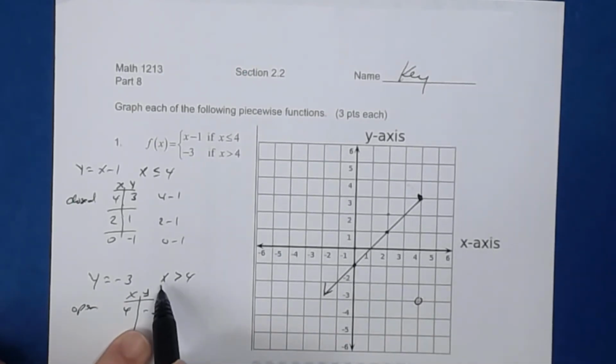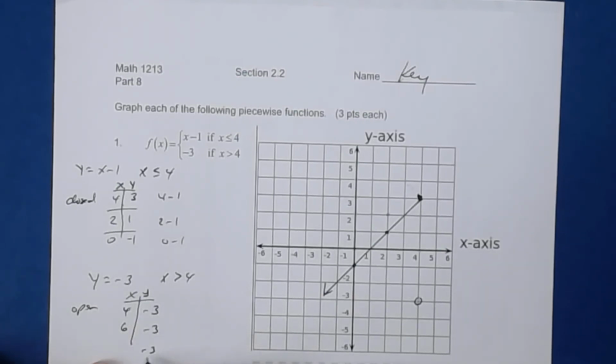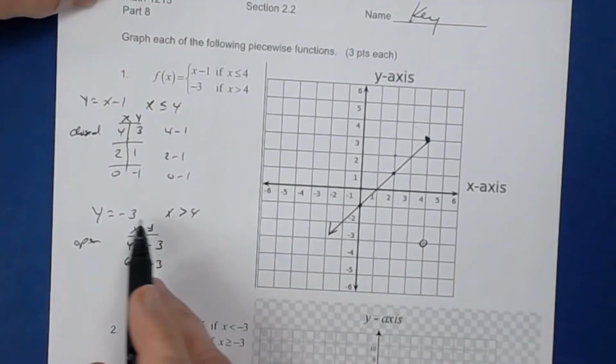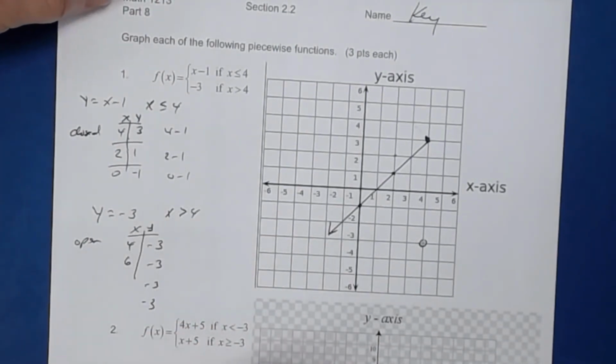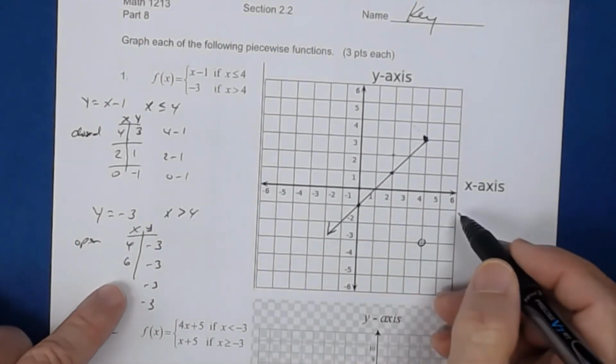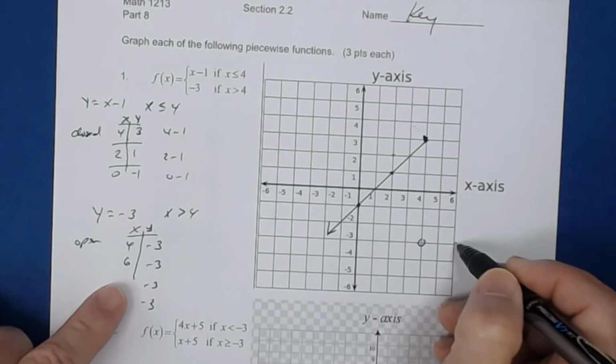All right. And then I got to pick another number that's greater than 4. Let's say 6. So if x is 6, y is going to equal negative 3. In fact, remember from previous lessons and topics, y equals negative 3 means the y value is always equal to negative 3 no matter what x is. And so I'm going to put the point 6, negative 3, which is here.